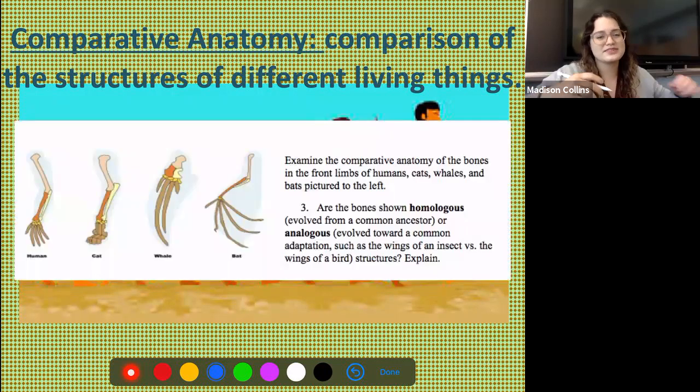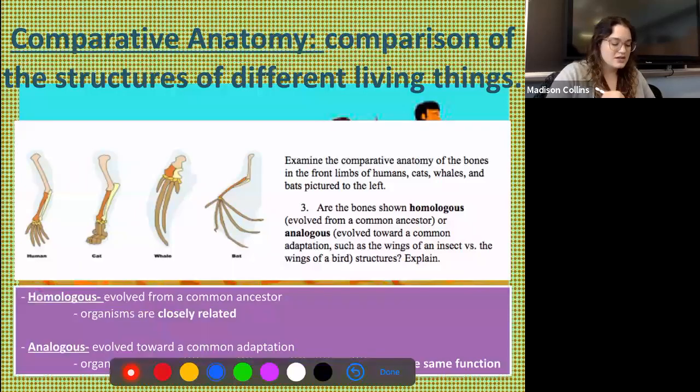So I've got an example of what this looks like on your paper. I want you guys to examine the comparative anatomy of the bones in the front limbs of humans, cats, whales, and bats pictured to the left. And now I actually want you guys to tell me, are these bones homologous or analogous? But what do those words actually mean? Let's go over those. When we're talking about homologous structures, remember homo means same, so that means that they evolved from a common ancestor. And that also tells us that the organisms are closely related.